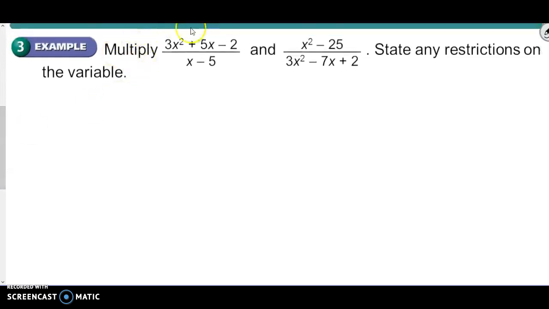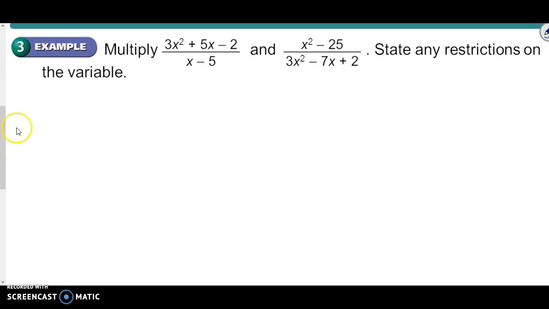Okay, so looking at the one for your notes, there's a whole lot of factoring going on here. So in this top left fraction, this one is going to require the X box method, box method, grouping, any of those. The x squared minus 25 is a difference of squares. So if you remember that property, it will save you time. Remember I said it would. And then we have the 3x squared minus 7x plus 2. So we're going to have to do the X box method for that one.